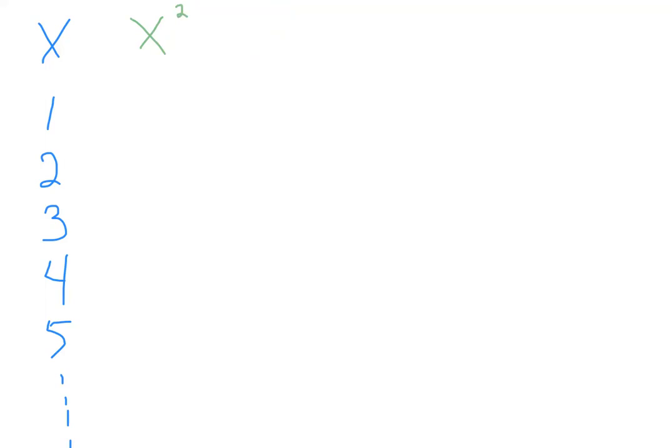Go 1 times 1 is 1. You take the number times itself, because what is a square? 2 times 2 is 4. 3 times 3 is 9. 4 times 4 is 16. 5 times 5 is 25, and so forth.